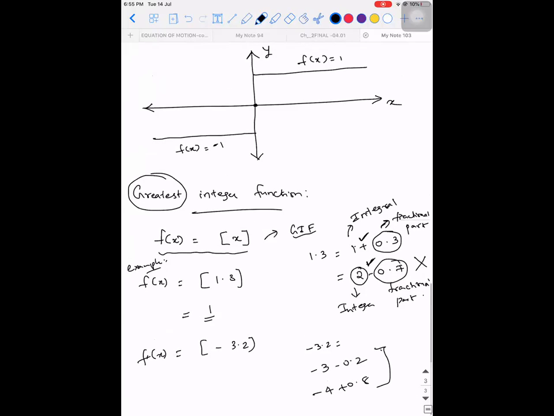The reason is very simple. The fractional part has to be positive. Are you able to understand? So the fractional part has to be positive, meaning I should write it as minus 4 plus 0.8. The answer will be minus 4.